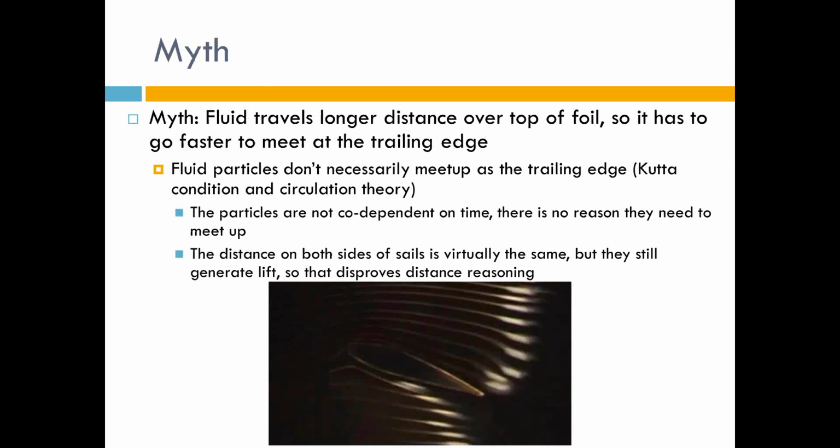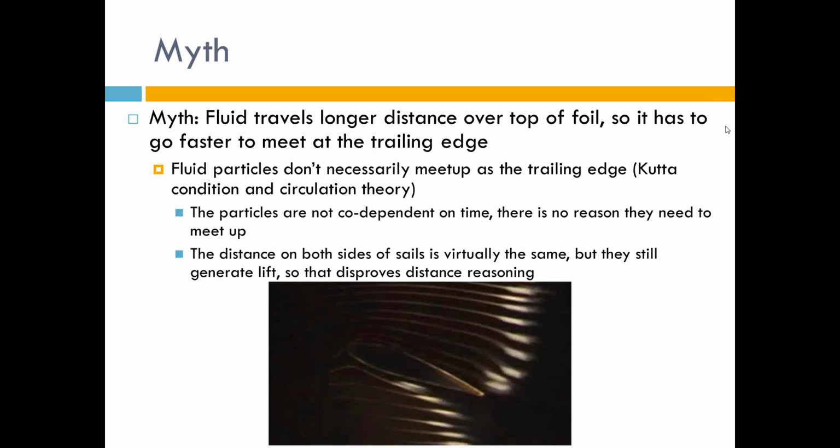We know from the previous slide that as you restrict flow, it needs to accelerate to move the same volume through, right? Applying that to a sail, you'll hear a lot of times, and I've heard Olympic level sailors say this, that the fluid accelerates over the top part, the curved leeward side of the sail, because it has to travel a farther distance and then meet up at the trailing edge at the same time as the particle that goes over the windward edge. They think because it's going that longer distance, it has to go faster to meet up at the same time. That is a myth.